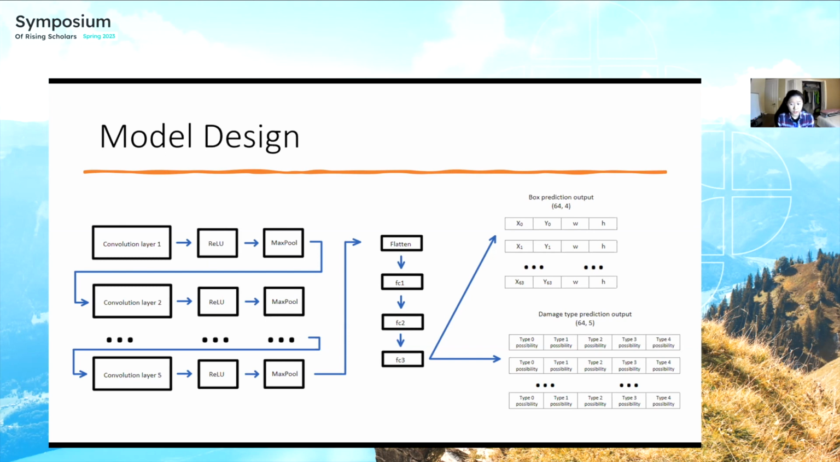For the loss functions, I used complete box intersection over union loss, also known as CIOU loss, for the box predictions, and cross-entropy loss for the damage type predictions. CIOU loss works better than normal IOU loss in this case because it adds an additional penalty when the boxes do not overlap. It also considers important geometrical factors such as overlap area, normalized central point distance, and aspect ratio.